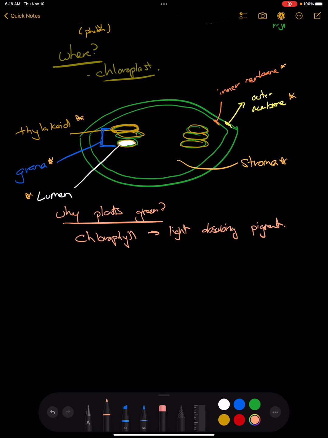And you actually have two different types of chlorophyll. You have chlorophyll A and you have chlorophyll B. Chlorophyll A is what gives us the green color, and B gives us all of our pretty fall colors, like the yellows and the reds and the oranges.